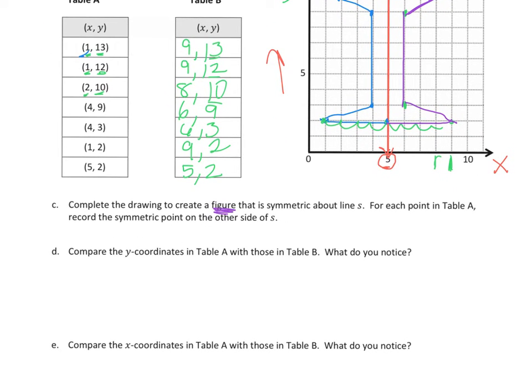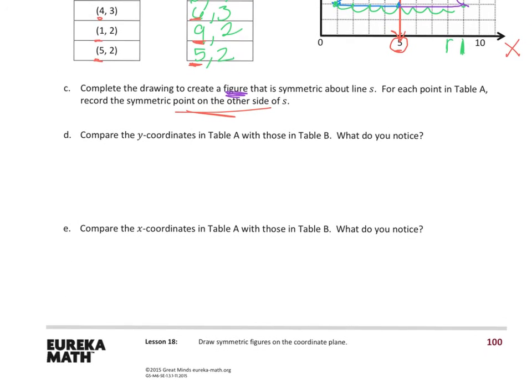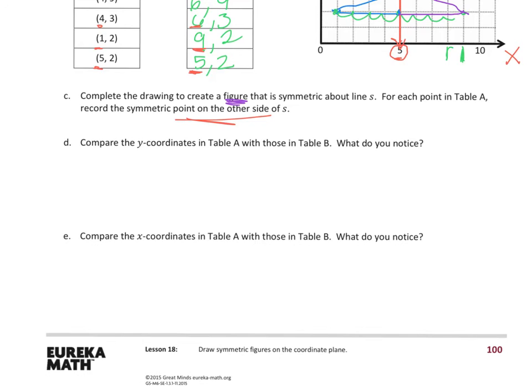We recorded our points the whole way across, and you'll see that, again, only the x coordinate changed. Compare the y coordinates in table A with those in table B. What do you notice? Looks like the y is all the same, and then the x coordinates are changing, and you can kind of figure out why they're changing and what they're changing to, and that would be E. Let's take a look at page 2 real quick.